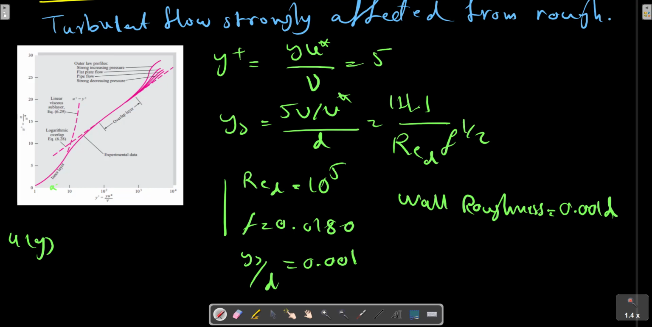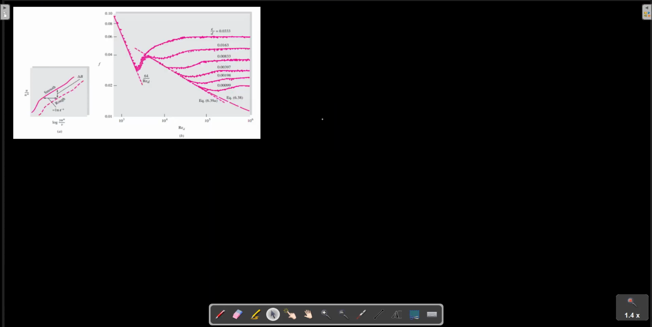The measurements of Prandtl's student Nikuradse, shown in picture A, show that a roughness height epsilon will force the logarithmic law profile outward on the axis by an amount approximately equal to ln epsilon plus, as shown here.